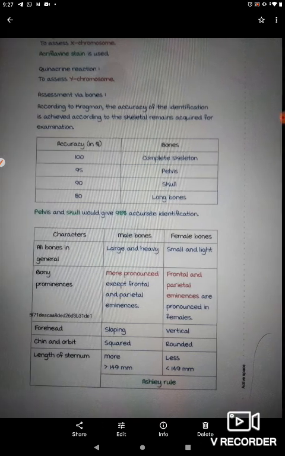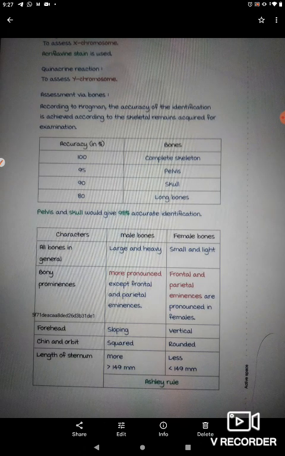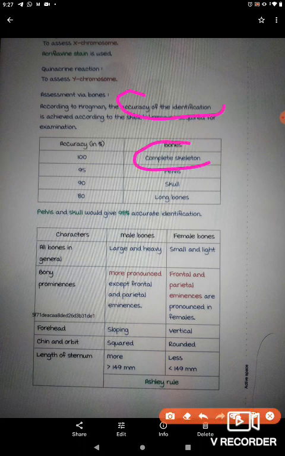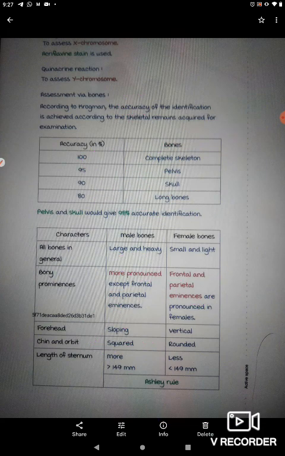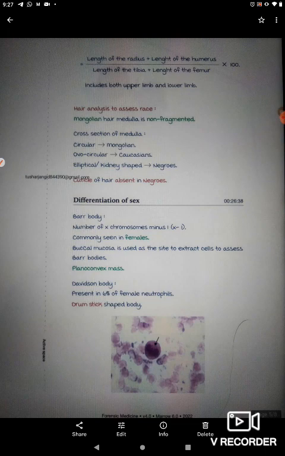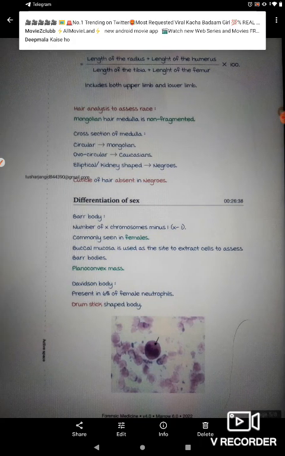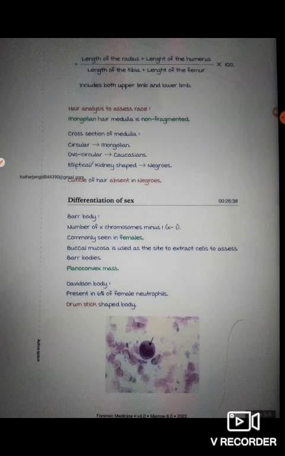So see, chins and orbit, they are circular. According to Krogman, the accuracy of identification is 100% when the complete skeleton is available; pelvis and skull combined give 90%, 98%, and long bones only 80%. So we see in the racial differentiation we have watched.